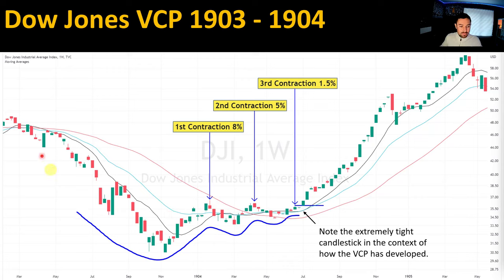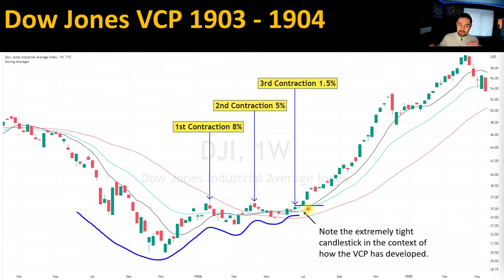This is coming off of the bear market lows in 1903 into 1904. So first contraction here, 8%. Next one, 5%. Next one here, third contraction, 1.5%. Now note the extremely tight candlestick, this is on the weekly chart, in the context of how the VCP has developed. You see the tightness of this bar, and we're going to be talking about the 1-2 punch, and I also call it a trigger bar. See the tightness of this bar?